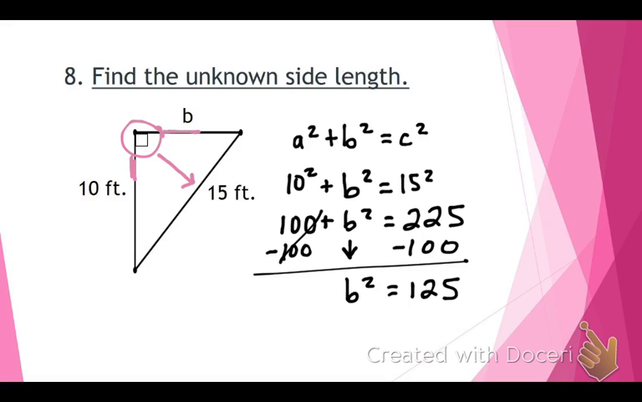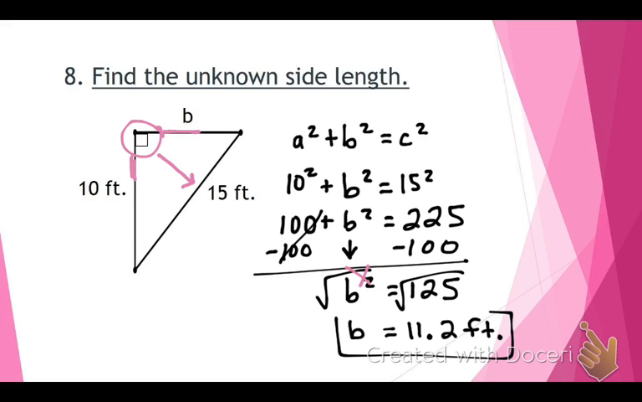How do I get rid of a square? Square root. Do the square root, because that's the opposite of a square. So that means these two right here will cancel out, and I'm left with plain old B. And what's the square root of 125? 11.18. Okay, it's 11.18, but you've got to round it always to the nearest tenth. 11.2 feet. Okay, always look back to see if one of your sides is given to you with inches, centimeters, feet, whatever it is, and make sure you label that. Okay, let's go on to the next one, number 9.